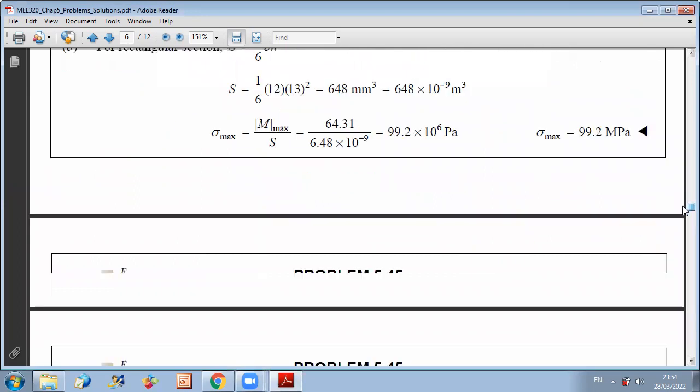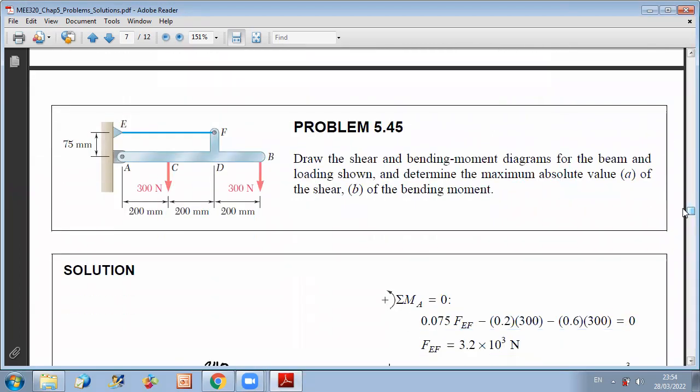Another design problem. In this problem, we want to draw the shear and bending moment diagrams for the following beam and to determine the maximum absolute value of the shear and the bending moment. I keep this problem as a practice for you. I want to give you a hint.